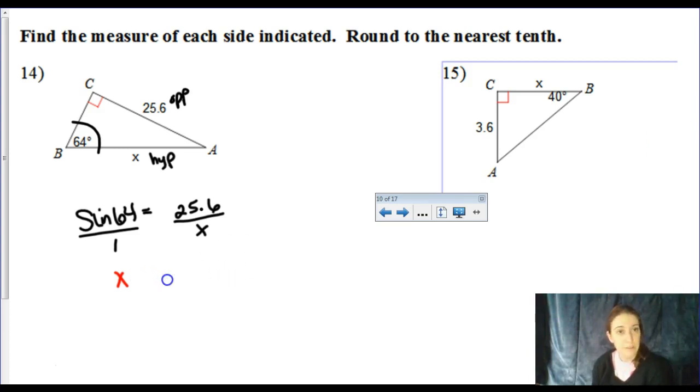If you were to multiply x times sine of 64, and then, that's not sine. Oh my gosh. Maybe I shouldn't be doing work over winter break. Maybe this is a sign that I shouldn't do any work.